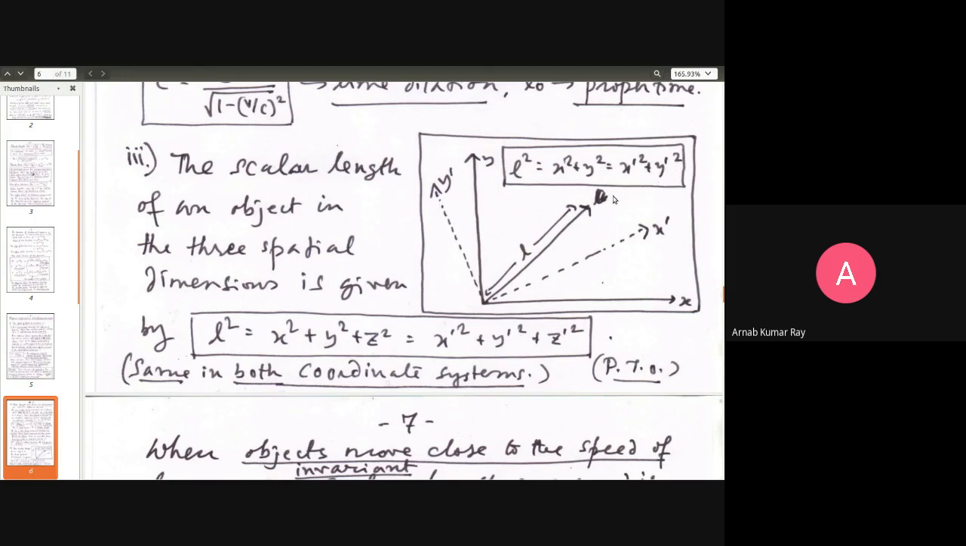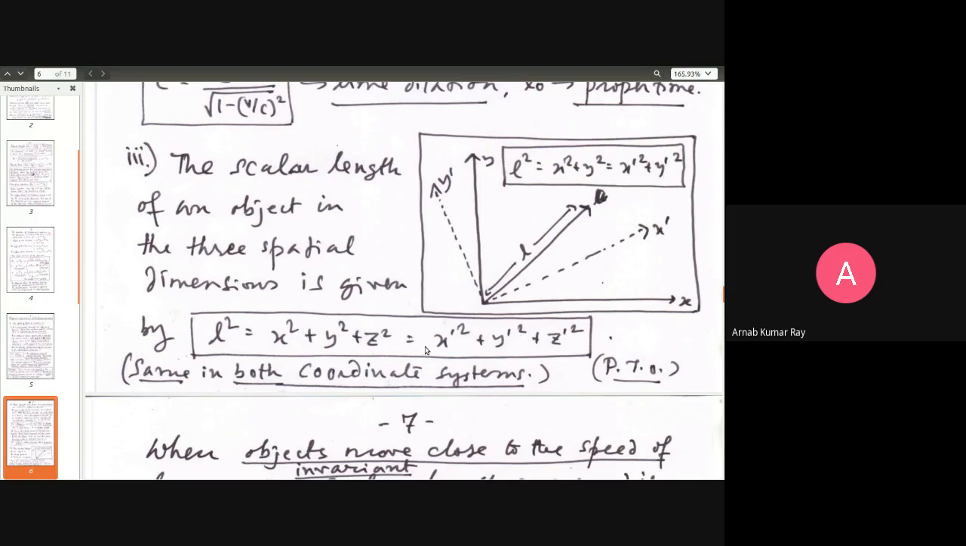Now you extend the principle to 3 dimensions. I've just drawn a 2-dimensional diagram on a sheet of paper, but you can easily extend the principle in your mind to 3 dimensions, and you can see that the same principle will hold. In 3 dimensions, the scalar length of an object, L squared, will be equal to x squared plus y squared plus z squared. And if you rotate the axes by keeping the origin fixed, you will get x prime squared plus y prime squared plus z prime squared. So it will be the same in both coordinate systems.